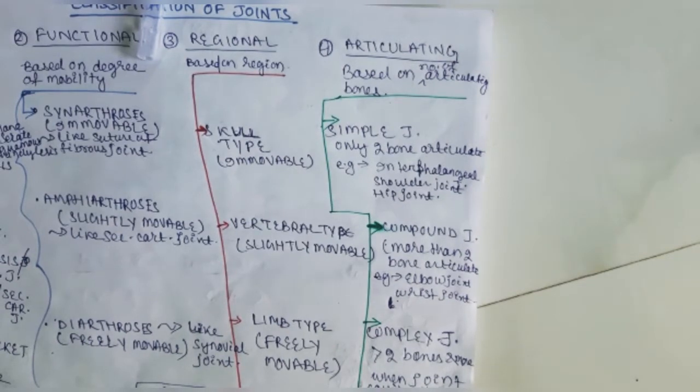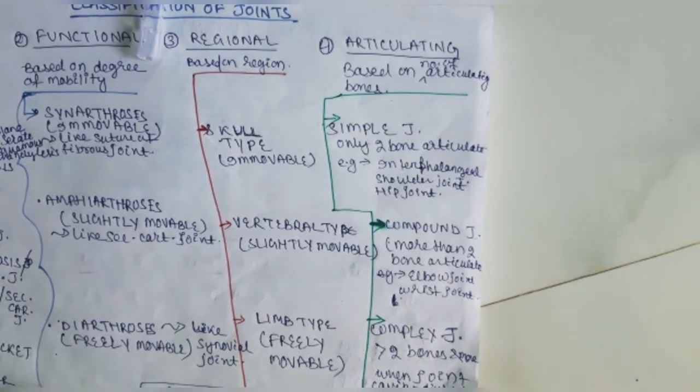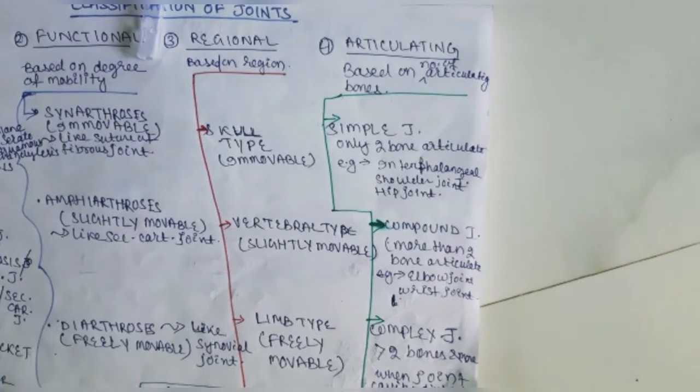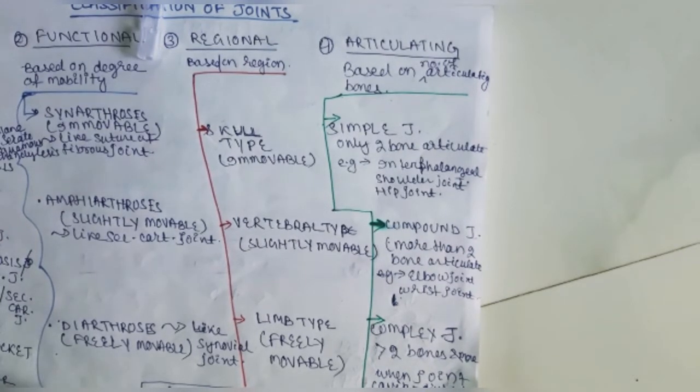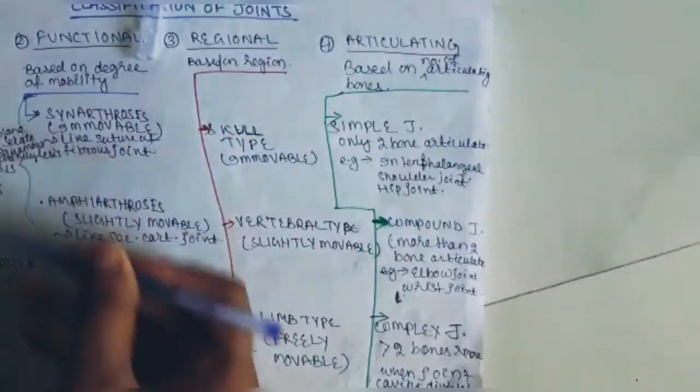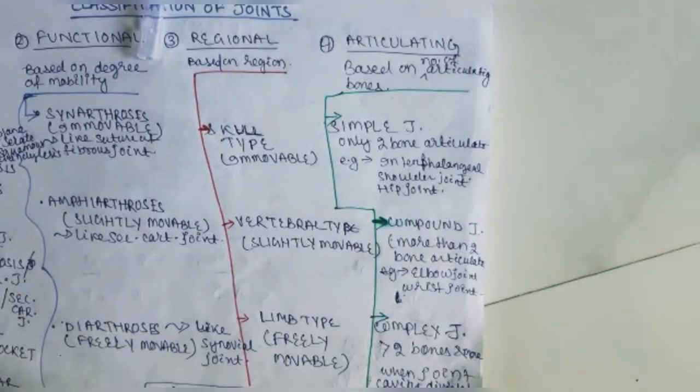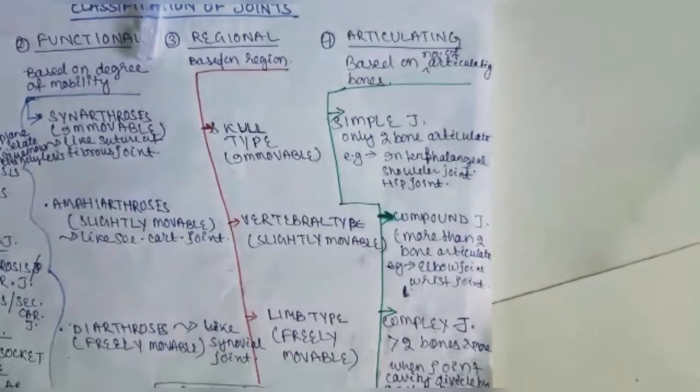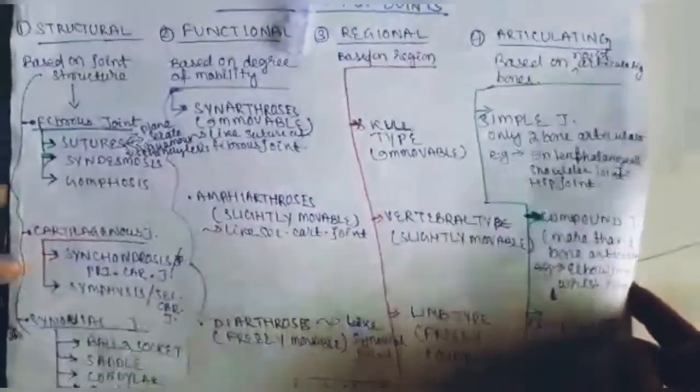Example, TMJ, temporomandibular joint, knee joint, and sternoclavicular joint. The spelling is S-T-E-R-N-O-C-L-A-V-I-C-U-L-A-R. J for joint. So this is all about the classification of joints.